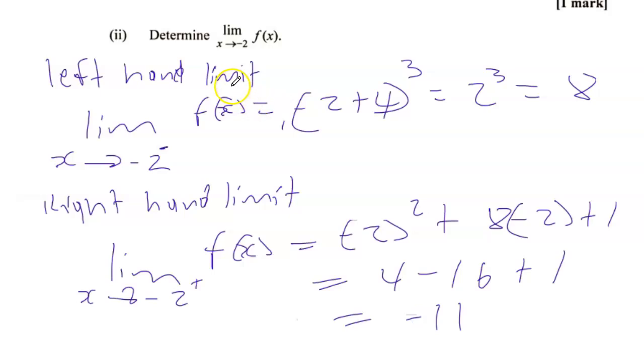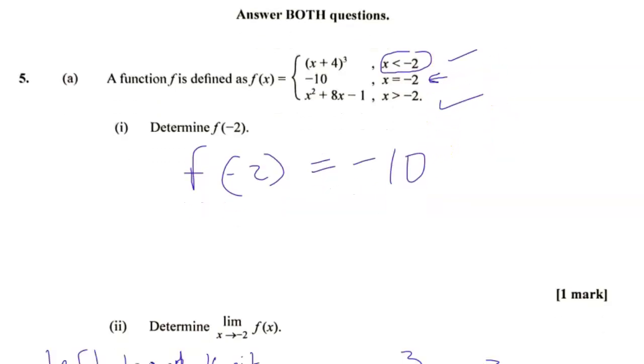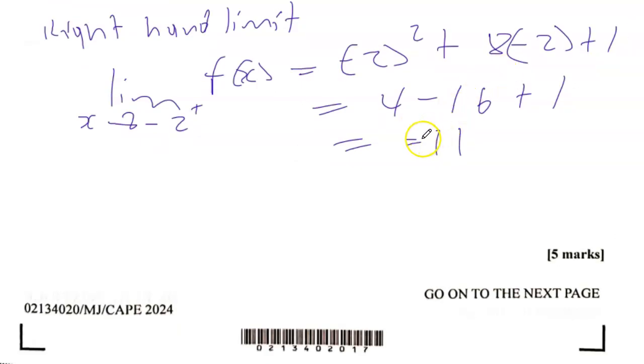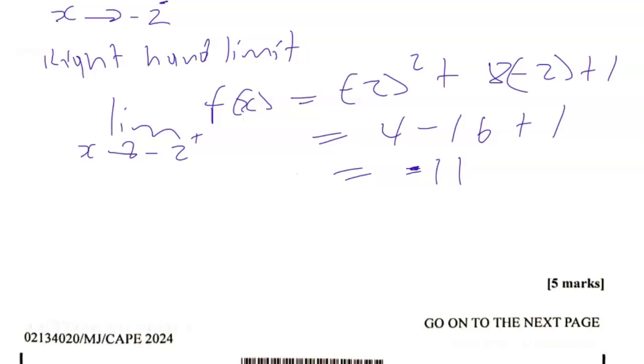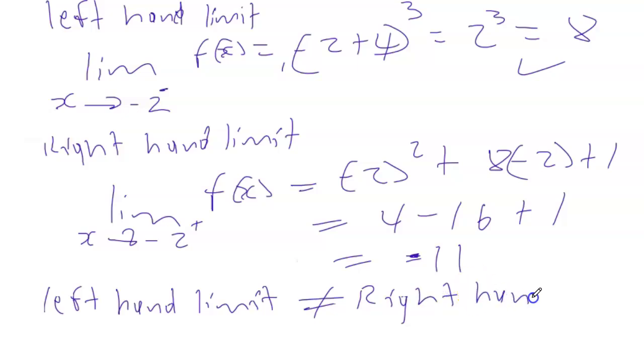So notice the left-hand limit is 8. And left-hand limit again for when x is less than negative 2. And the right-hand limit for when x is greater than negative 2 is a different value, which is negative 11. So the limits are not the same. So left-hand limit is not equal to the right-hand limit. One is 8, one is negative 11. So the conclusion is that the limit does not exist.